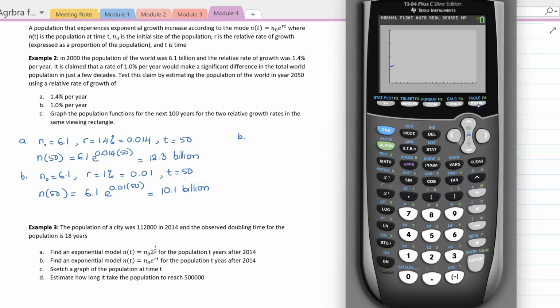And let's go ahead and take a look at these two graphs. As you can see in the graph, the red one is when the relative rate of growth is 1%. So it is significantly less than the 1.4%.